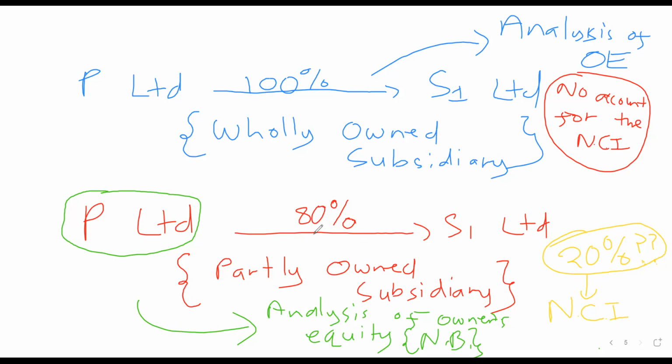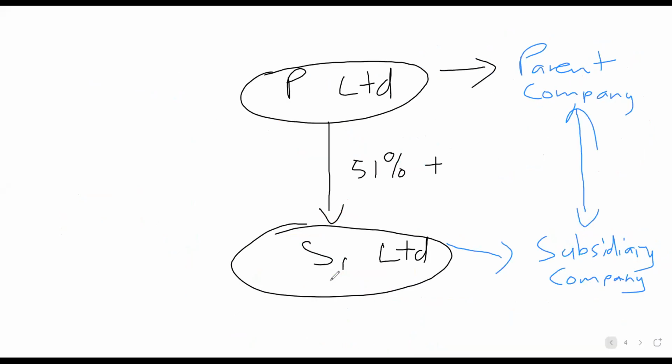So when that happens, it means we now need to account for the other portion that they do not own. And that is what we call the non-controlling interest. That non-controlling interest has to be accounted for in the analysis of owner's equity of that organization, for as long as it's a partly owned subsidiary. Very, very important.